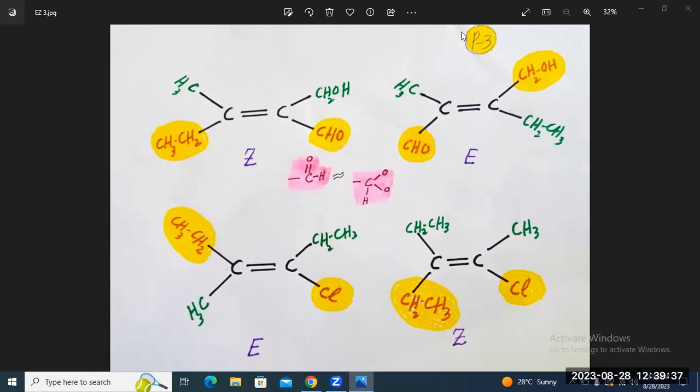So this was some easy examples to give the understanding of the configuration, in case of the RS configuration as well as in case of the EZ configuration. All the configuration assignments work upon the sequence rule, which mainly depends upon the atomic number of the direct atoms attached to the chiral carbon, or the atoms attached at second or third line, or on the basis of the isotopes, or on the basis of the nature of the alkyl groups. Thank you.